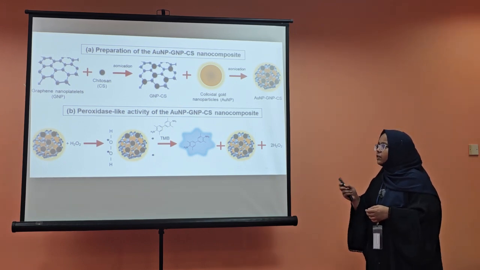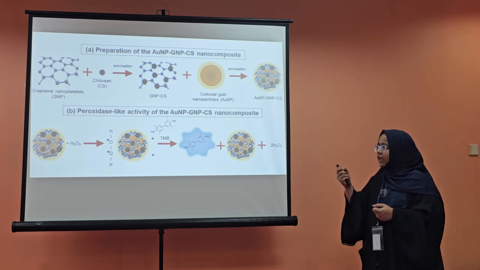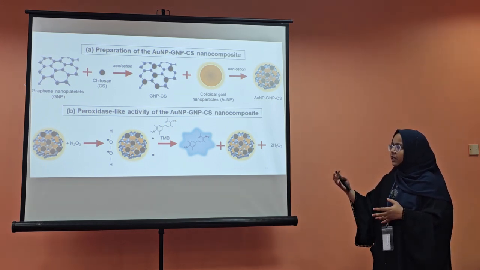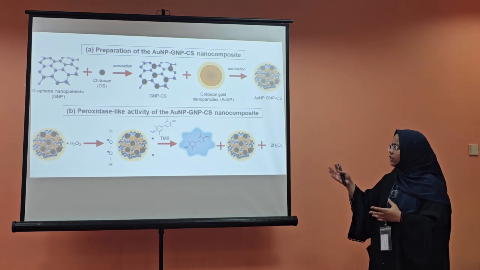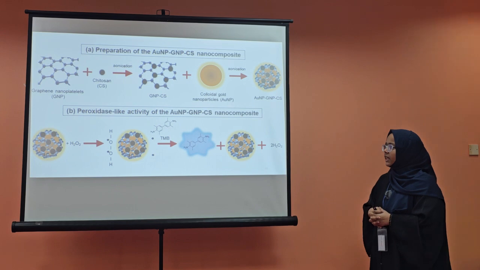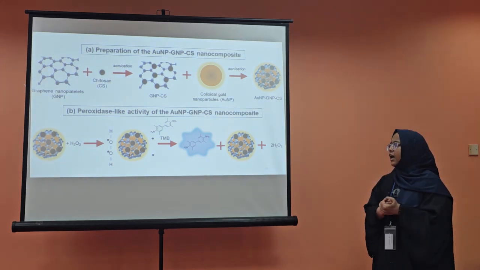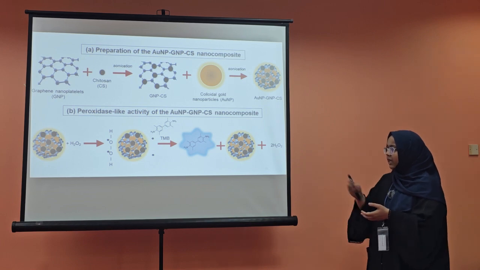Graphene nanoplatelets were combined with tyrosine and sonicated to produce a highly homogeneous graphene nanoplatelets and tyrosine solution, which was further sonicated with colloidal gold nanoparticles to give the nanozyme. The peroxidase-like activity could be tested in the presence of hydrogen peroxide and the colorimetric substrate, that is TMB.